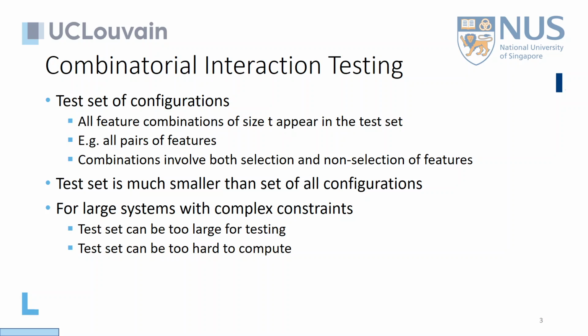However, in the case of large systems, there could be problems. First of all, it might be too complex to compute the test set that covers all feature combinations, and also, in the case of complex constraints, the test set can be too large for testing. For example, we have a testing budget to test 100 configurations, however the computed test set has thousands of them.